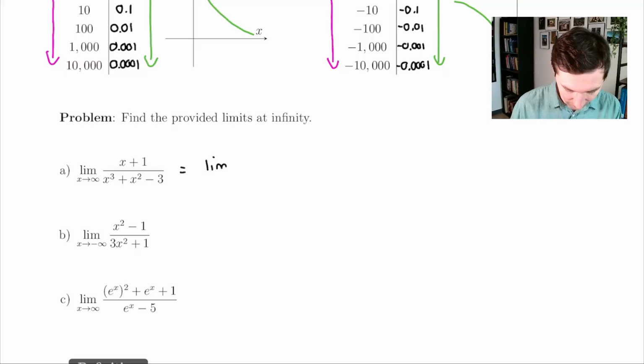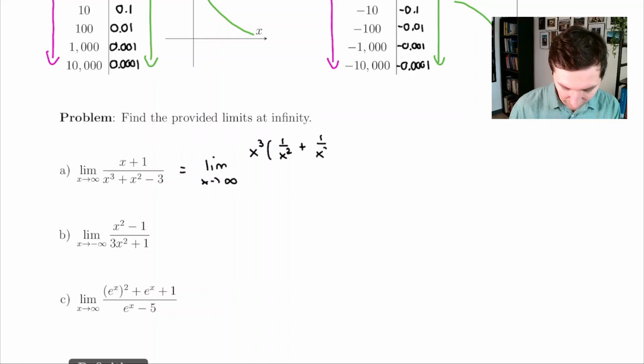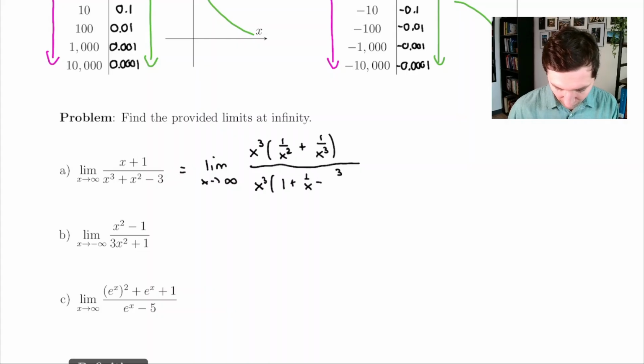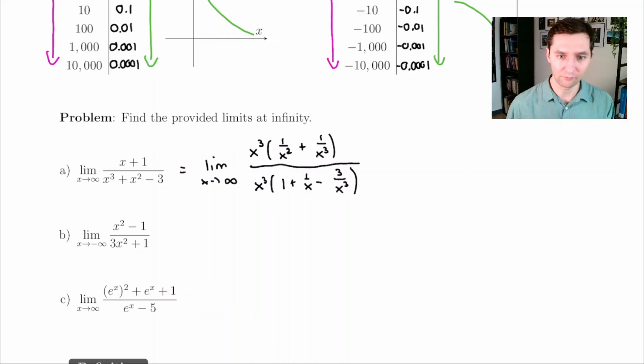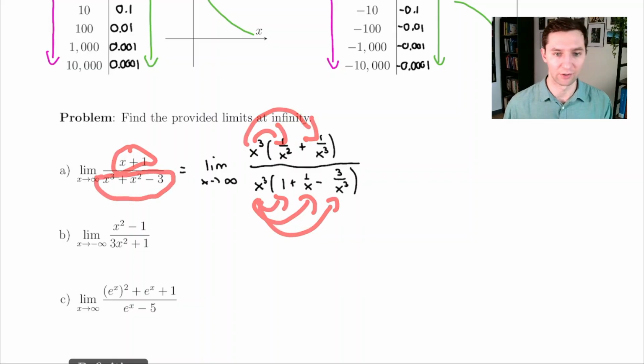The limit as x goes to infinity of, if I factor x to the third power from the numerator, I will have 1 over x squared plus 1 over x to the third power in parentheses. If I factor x to the third power from the denominator, I will get 1 plus 1 over x minus 3 over x to the third power. To confirm it, you can multiply these out. When you multiply these two out, you will get x plus 1. If you multiply the denominator, you will get the original denominator.